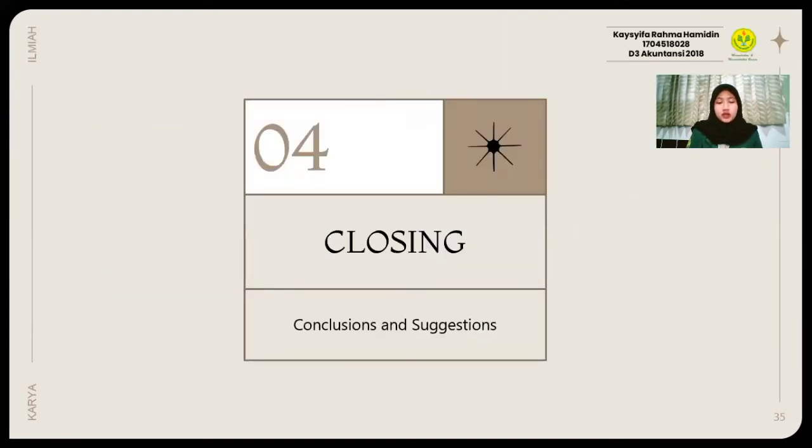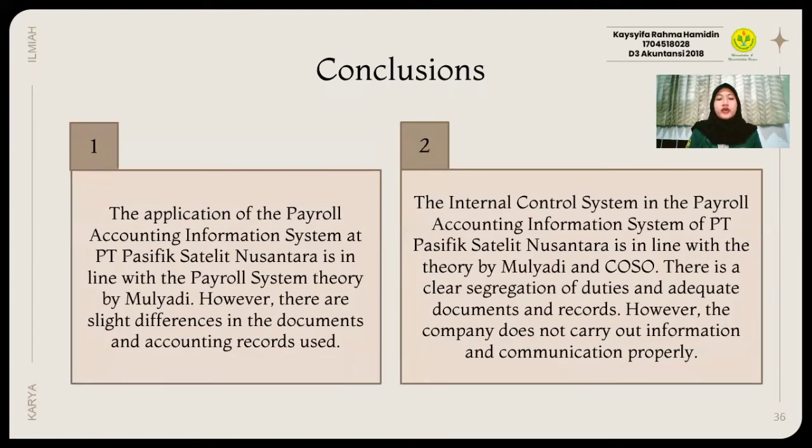Next, we have the closing, conclusions, and suggestions. We have 2 conclusions for this research. First, the application of the payroll accounting information system in PT Pasifik Satelit Nusantara is in line with the payroll system theory by Mulyadi. However, there are slight differences in documents and accounting records used in the company. And second, the internal control system in the payroll accounting information system of PT Pasifik Satelit Nusantara is in line with the theory by Mulyadi and COSO. There is a clear segregation of duties and adequate documents and records. However, the company doesn't carry out information and communication properly.